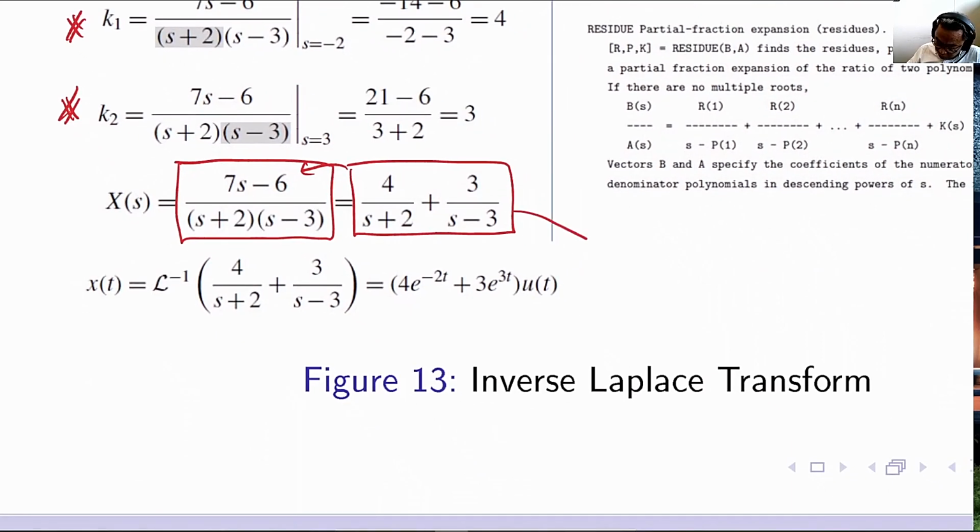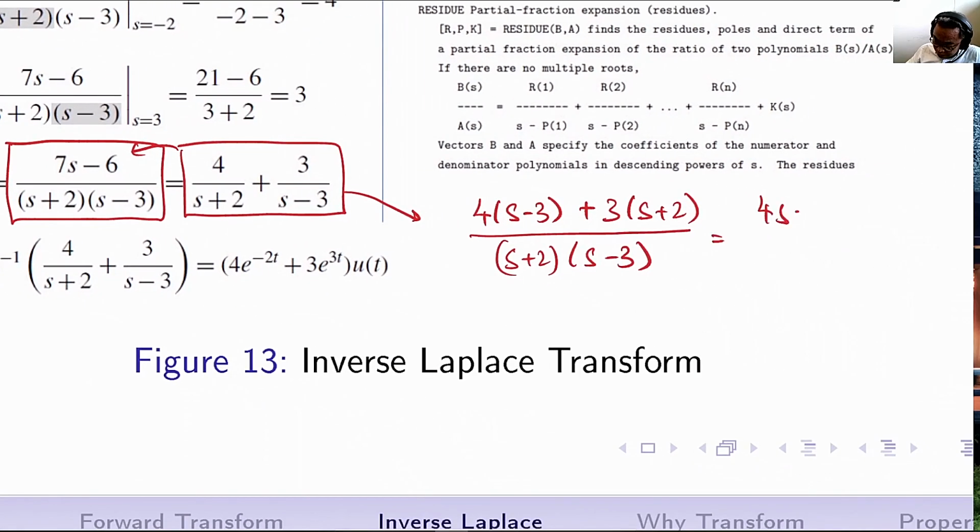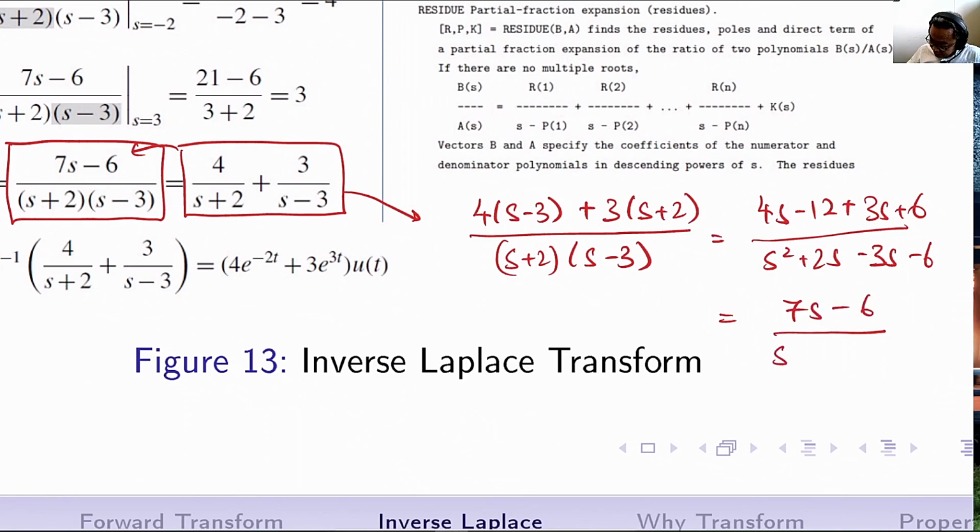Well, we'll go from 4 multiplied by S minus 3 plus 3 multiplied by S plus 2, divided by S squared plus 2S minus 3S minus 6. Let's further work out: 4S minus 12 plus 3S plus 6, divided by S squared plus 2S minus 3S minus 6. And the answer is 7S minus 6 divided by S squared plus S minus 6. Is that right?